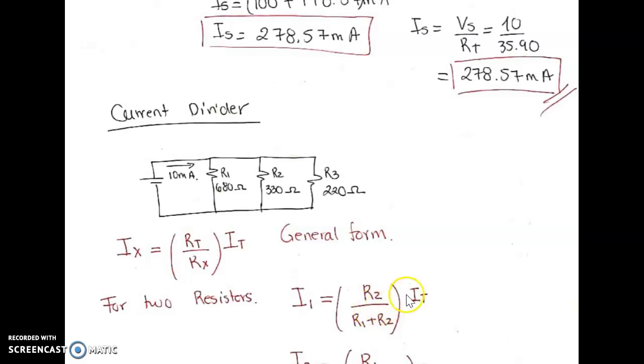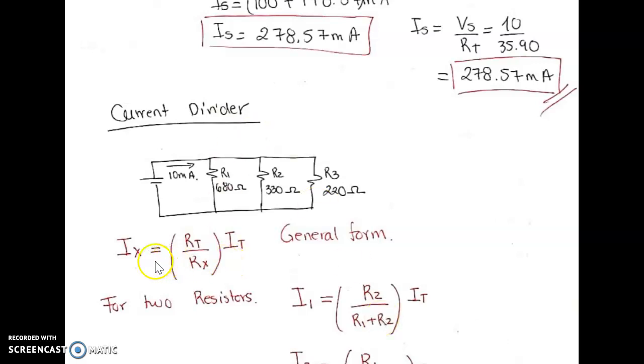Let's continue with problems and examples for chapter 5. In the previous video we were discussing that parallel circuits are considered current dividers. So it is important to know how to do current divider properly. There are two ways we can do current divider.